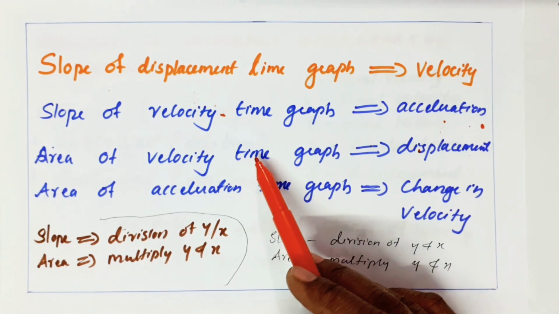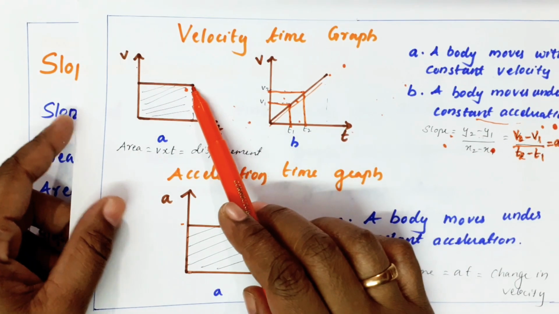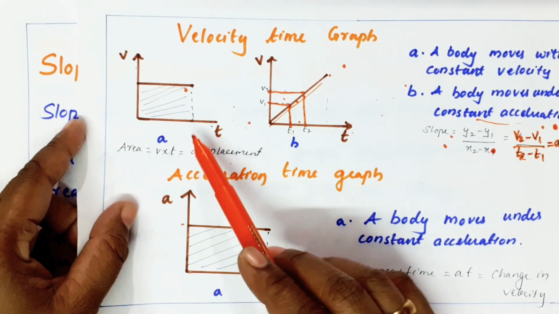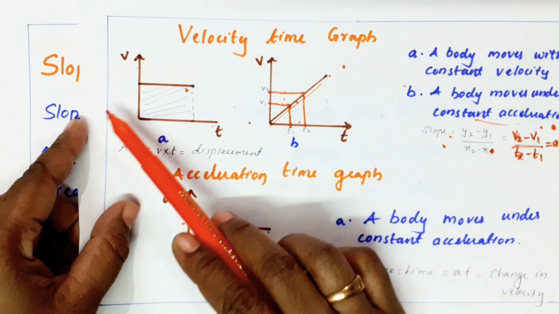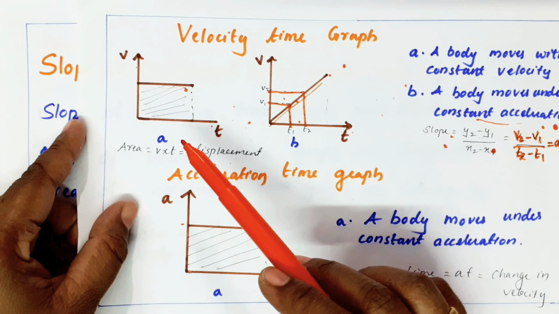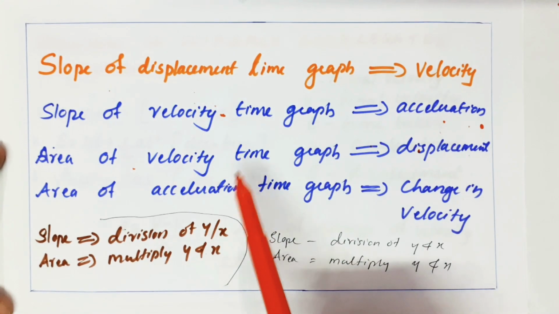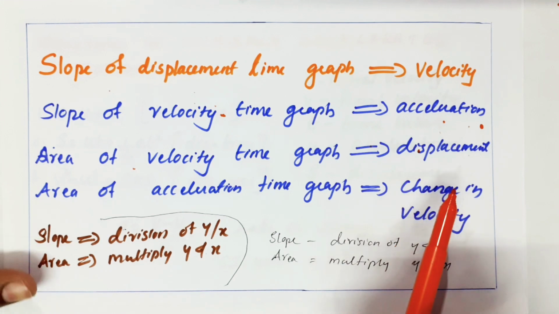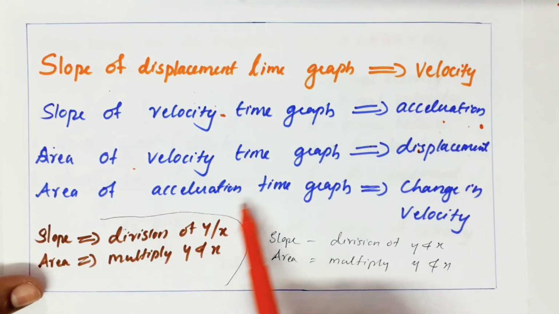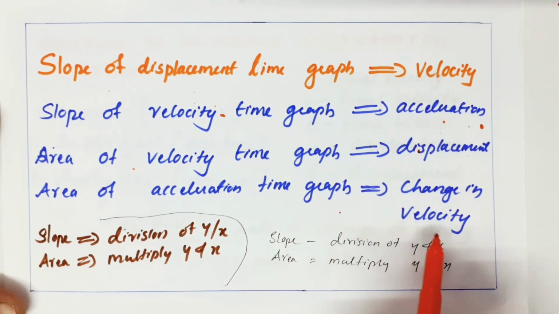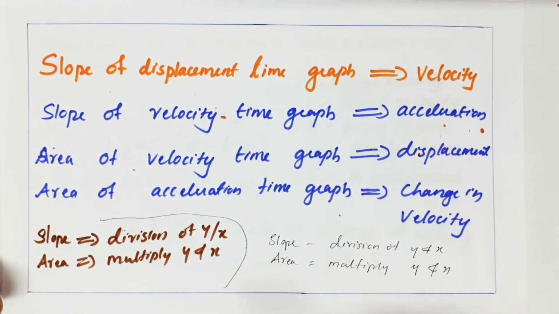Area of the velocity time graph: see the graph again. If you take the area, it is velocity into time. What is velocity into time? Displacement. So I can call that the area of the velocity time graph gives displacement, and the area of the acceleration time graph gives change in velocity.